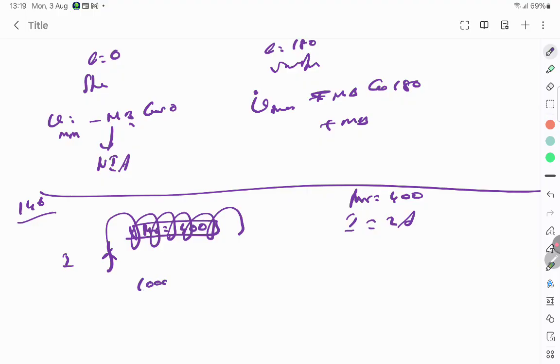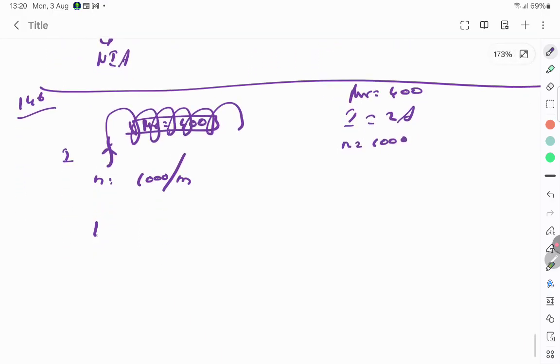When they give 1000, number of turns is capital N. But they've given per meter, so it's small n. So you know small n is 1000. And then they're asking to find what is H, what is I, what is B, what is IM. For me, the textbook says M, which is intensity of magnetization, can be called M and also called I. To differentiate it from current and magnetic moment, I'm writing it differently. So you can either call it like this.